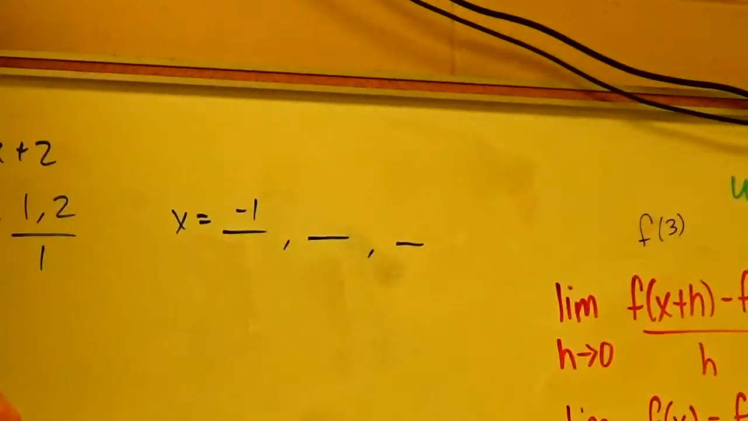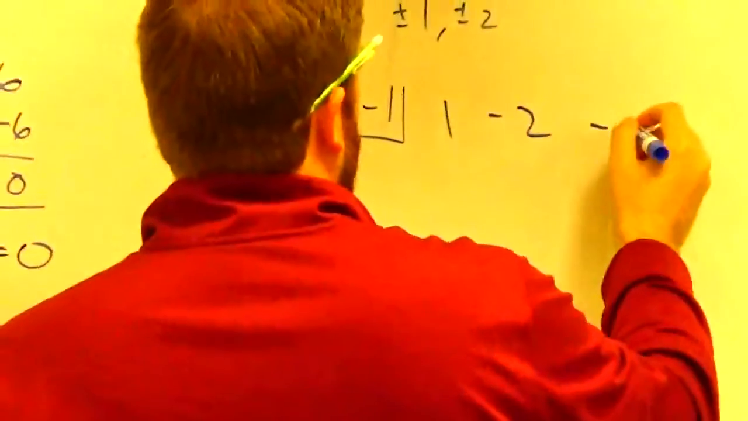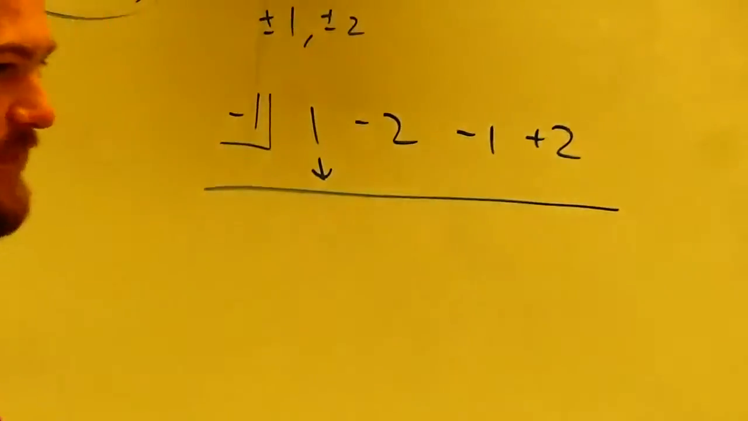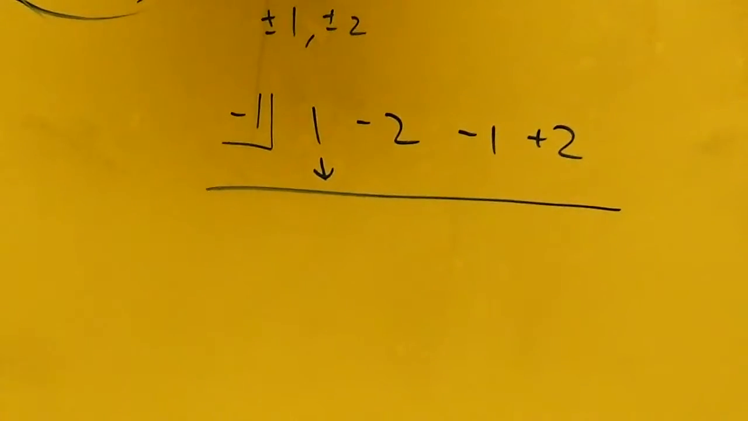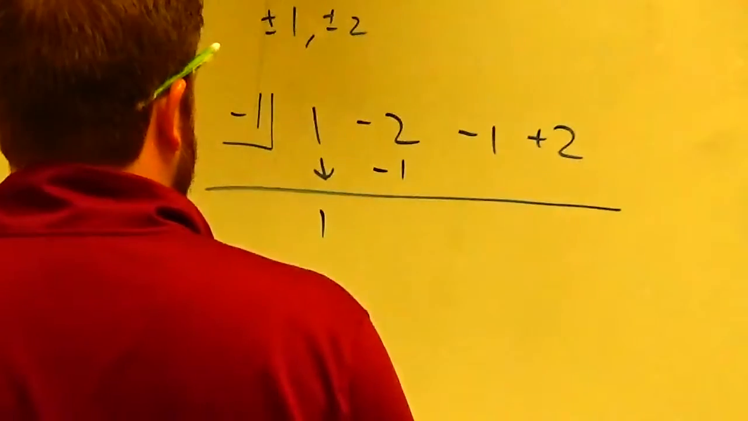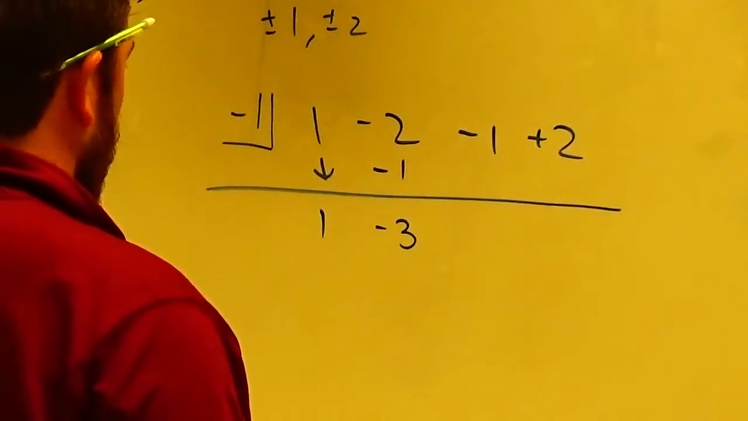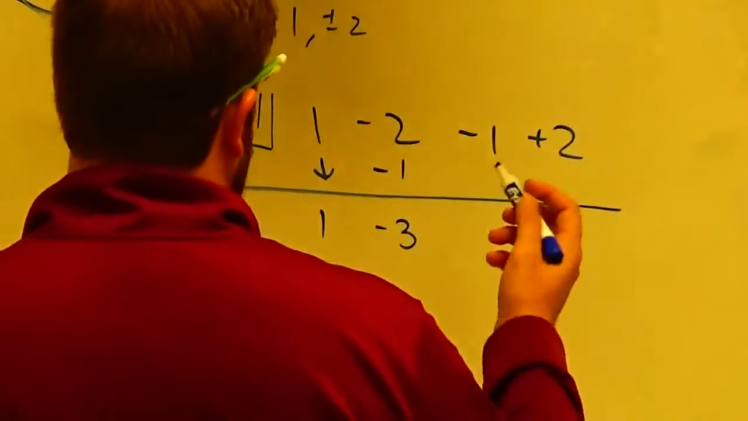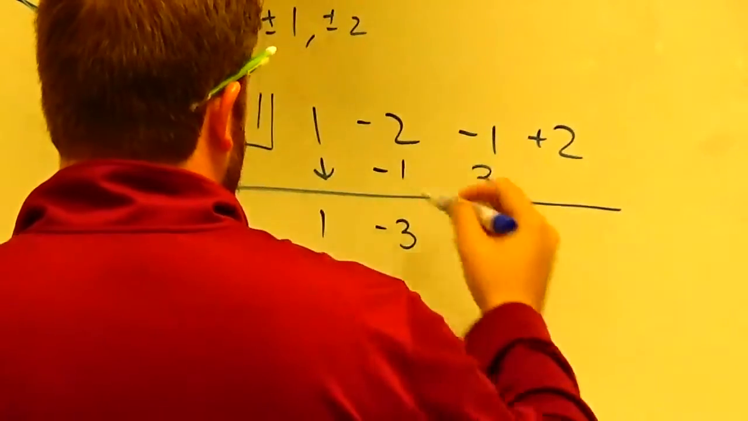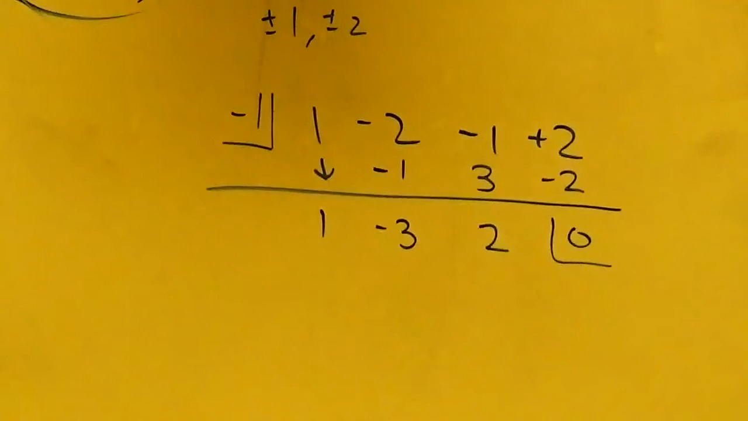And so then I'm going to take negative 1, and divide everything by it. So bring down the 1, negative 1 times 1 is negative 1. That's negative 3. Negative 1 times negative 3 is 3. Add down to get 2. Negative 2, so we get 0. So again, we just proved what we already knew.